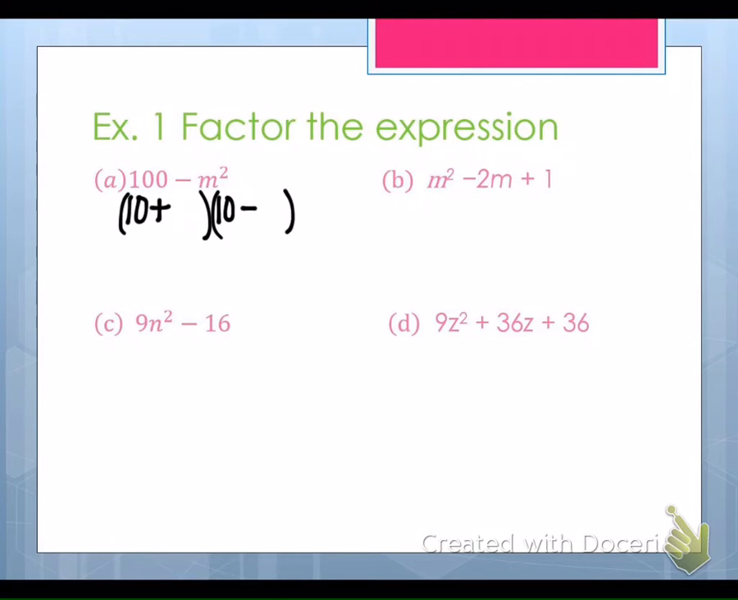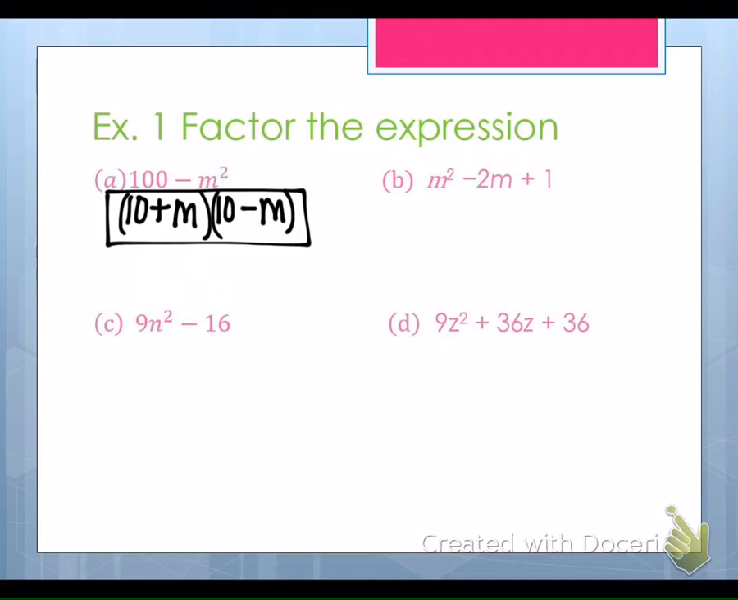And what is the square root of m squared? M. So each parenthesis gets an m, and I'm done. That's how you factor the difference of squares. It's that quick. We don't have to do any x factoring. We don't have to figure out factors or signs. We literally put two sets of parentheses, one sign's plus, one sign's minus, find the square root of each term.